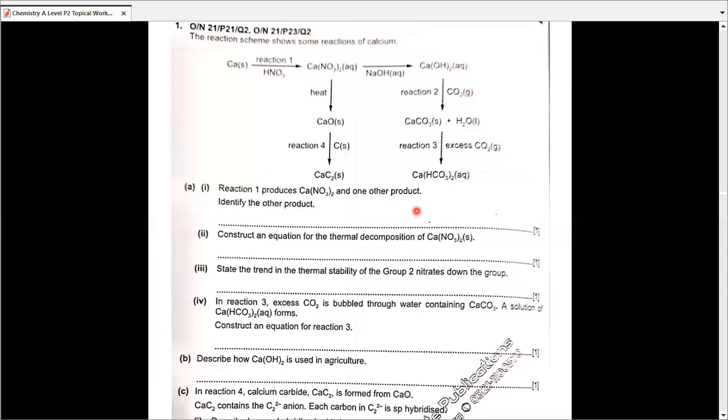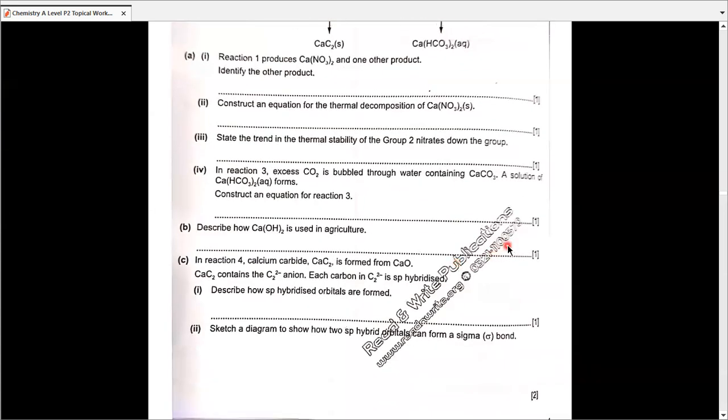The next one is also from IGCSE. We know we use calcium compounds in agriculture for neutralization of the soil, reducing the acidity of the soil. Perfect answer. So let's move on to C.